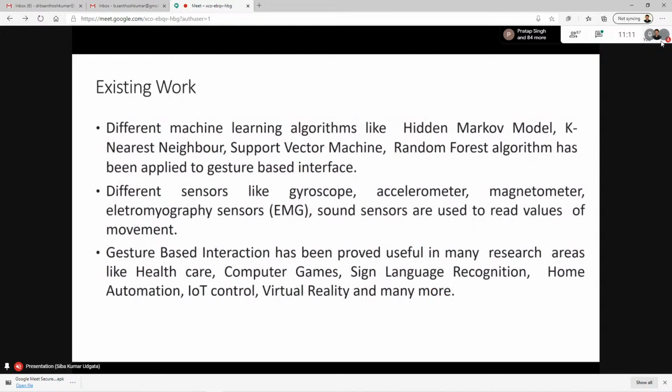I don't want to talk about these things. Basically, I'm trying to say that various machine learning models have already been used. K-nearest neighbor, support vector machine, random forest algorithm, hidden Markov model have already been used. But we have actually used deep learning based models.